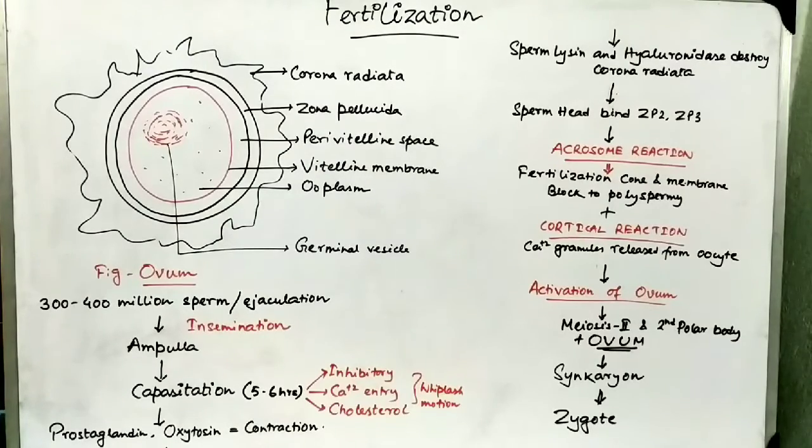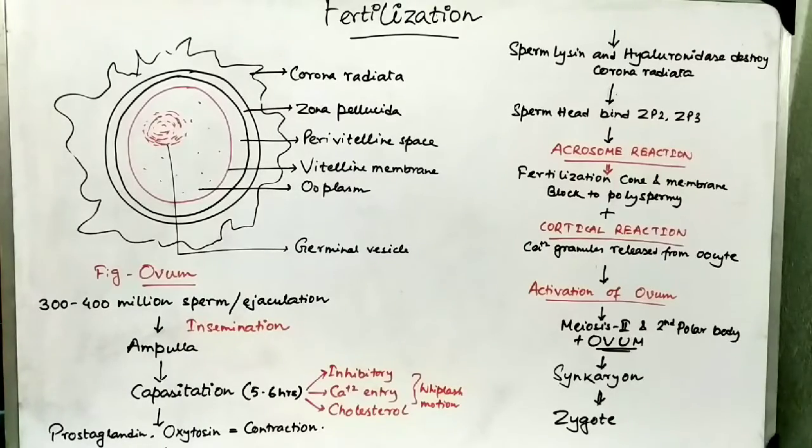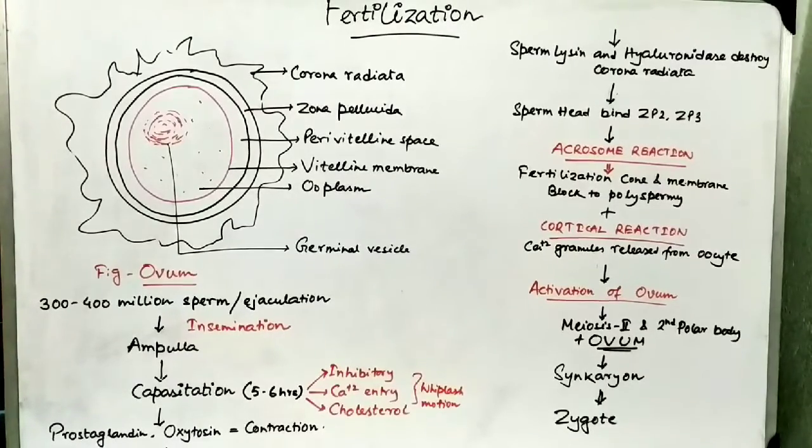So there are different types of modifications in the ovum and sperm structures, and different types of enzymes which actually help to ensure that only the same species of sperm and ovum can fuse with each other. So first we will look at the structure of ovum.